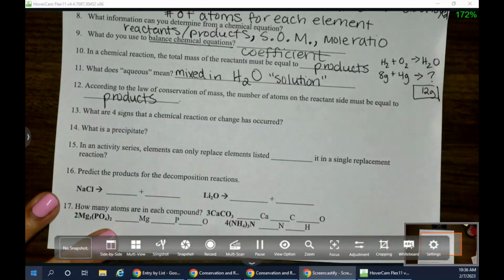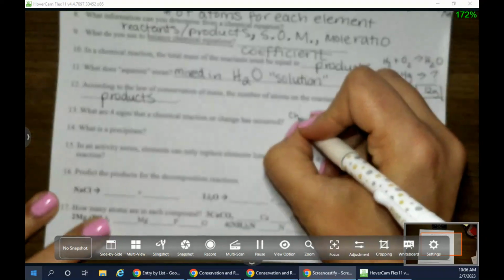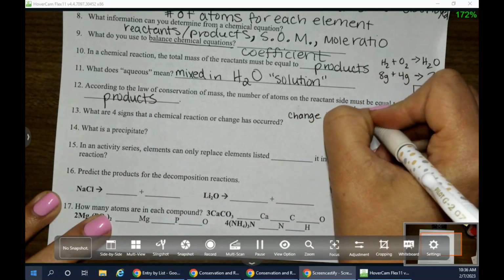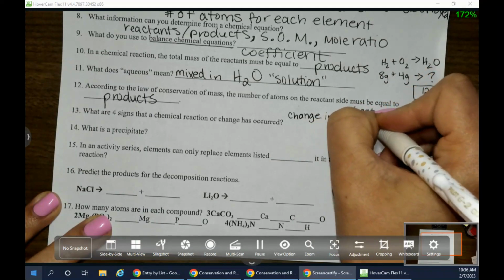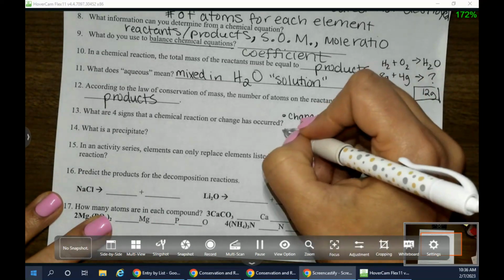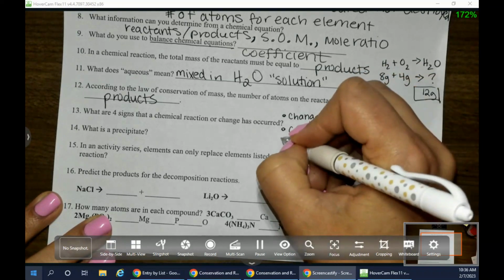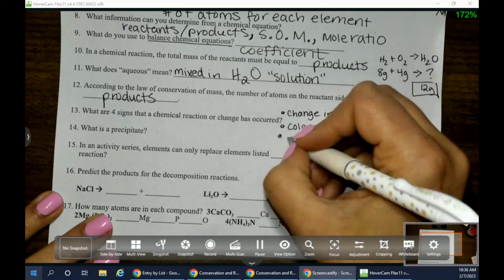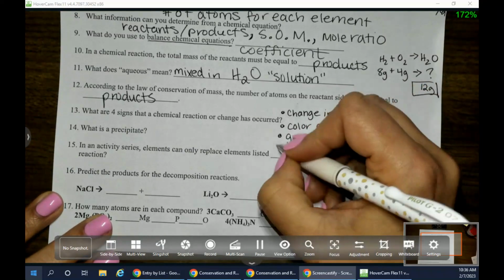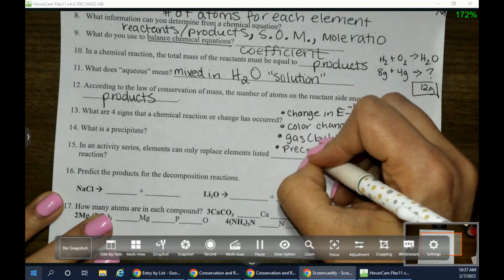There's 4 main ideas. What's one? Heat. Okay, so good. So we're going to go ahead and change that to change in energy. And that would be heat. It could also be light. You guys got to see the light one yesterday, right? So heat and light. Color change. What else? Gas. So we look for bubbles, right? What was the last one? Precipitate. Good.